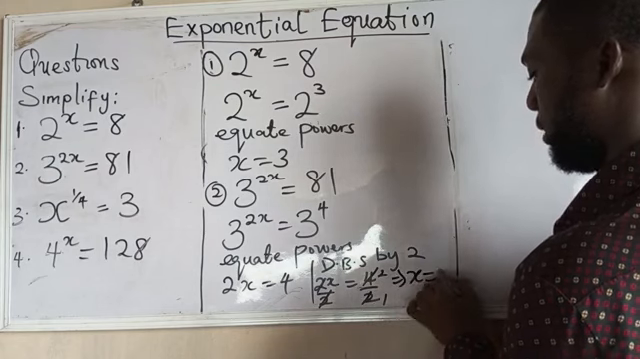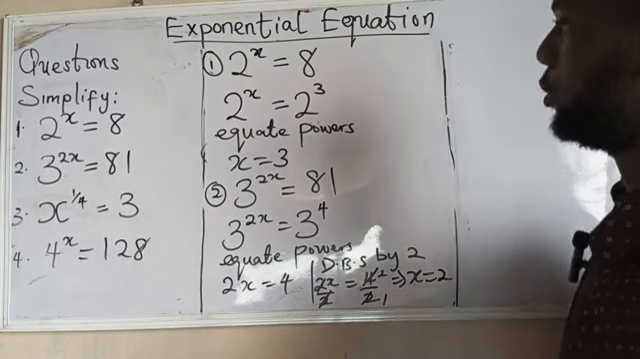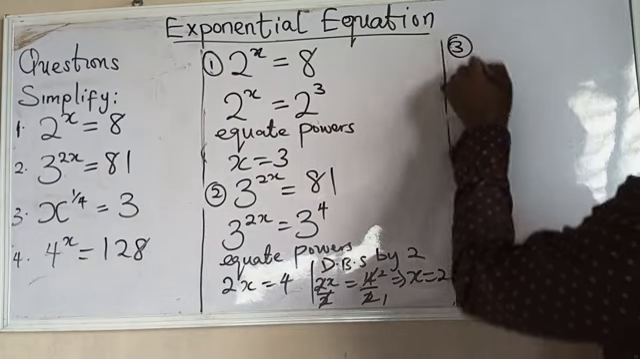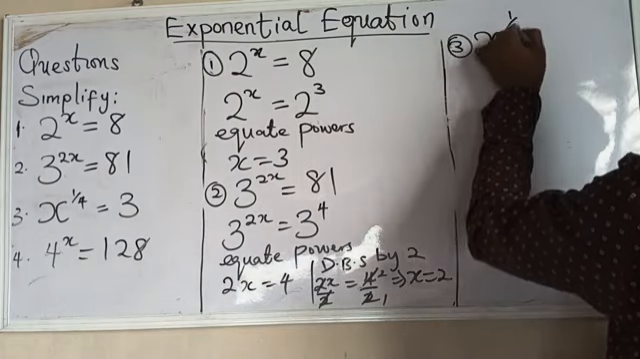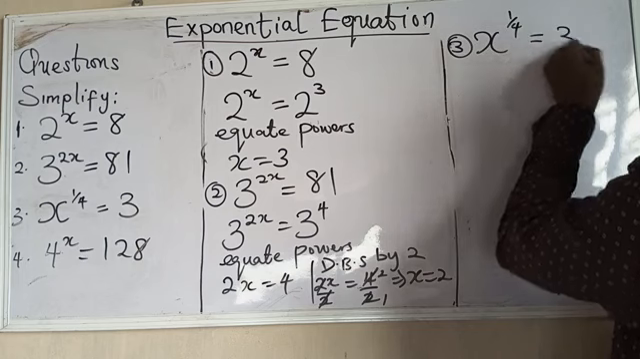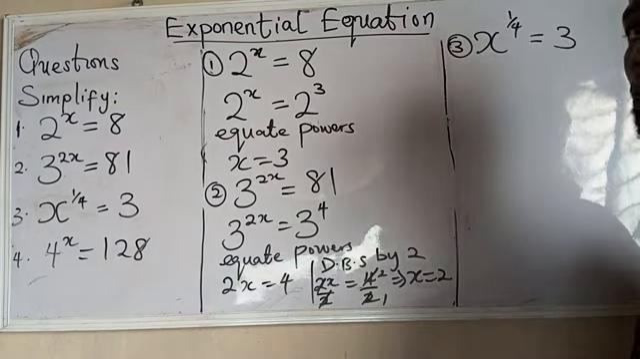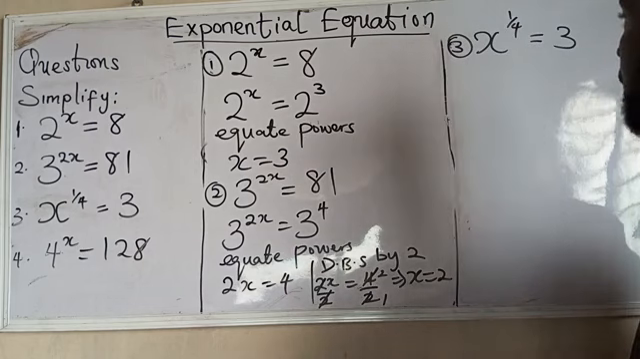Automatically x is equal to 2. So let's move on to number 3. Number 3 is x raised to power 1 over 4 equals 3. So in this case, the base is the unknown letter here, but we have power 1 over 4.